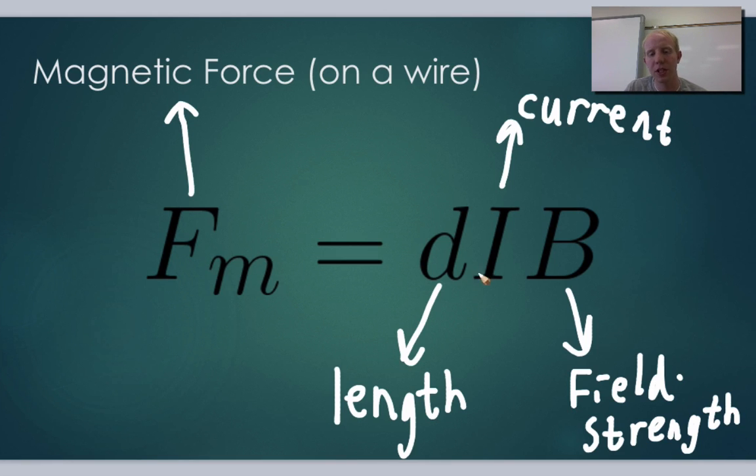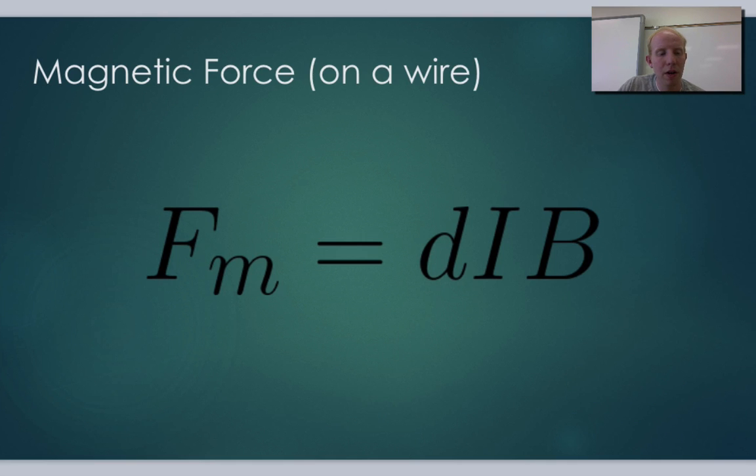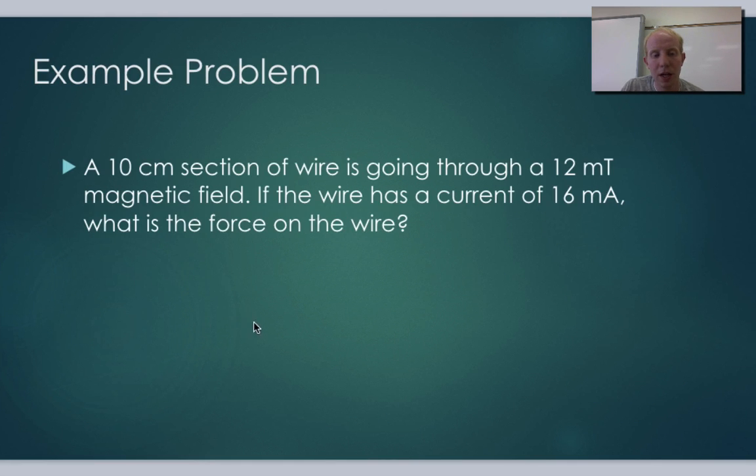So magnetic force equals length of the wire in the field times the current on the wire times the field strength. Okay? Alrighty, so let's try a quick problem just to see if we got this down. Let's say a 10 centimeter section of wire is going through a 12 millitesla magnetic field. If the wire has a current of 16 milliamps, what is the force on the wire?